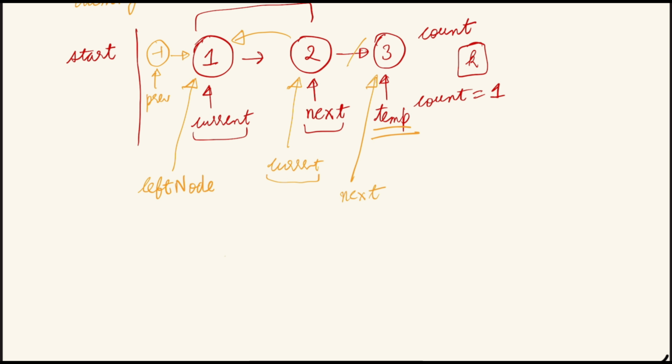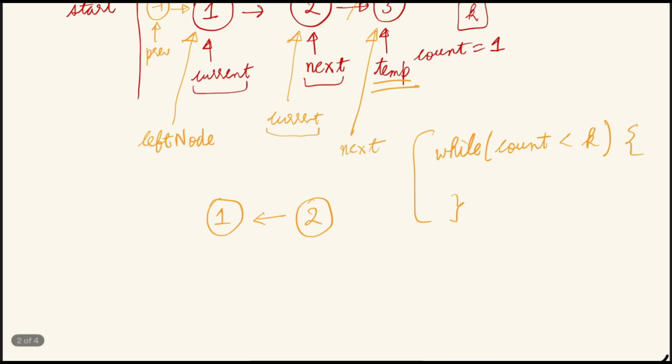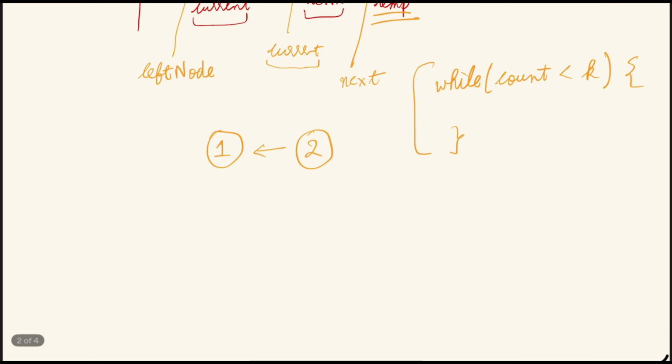So for that case, let me draw this again. Whenever count becomes equal to k, that means we have finished our iteration. So in our while loop, we are going to have while count is less than k. And once we are done with this while loop, that means we have finished reversing a particular sublist. So next, let me delete this and rewrite it again.